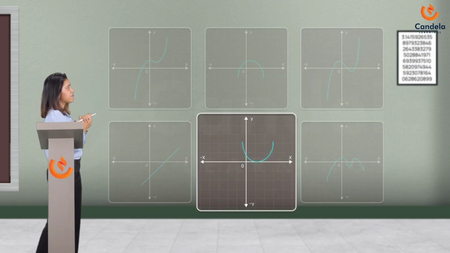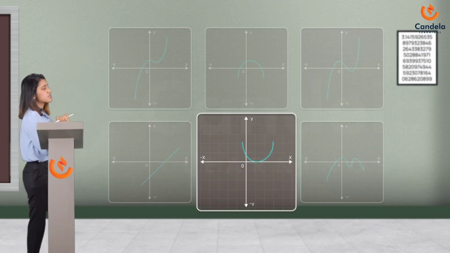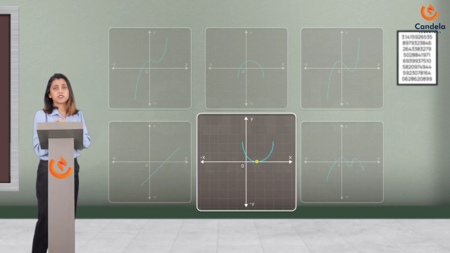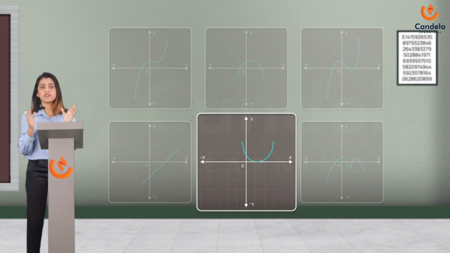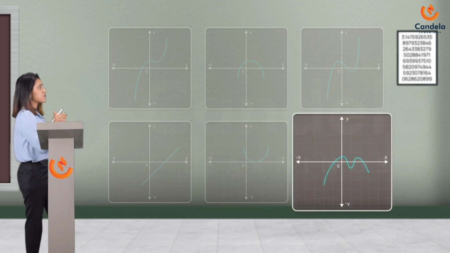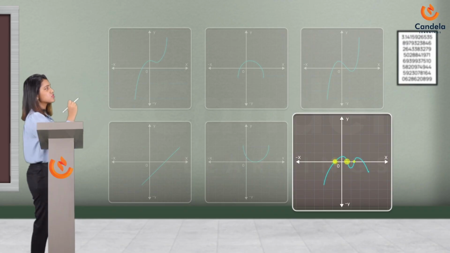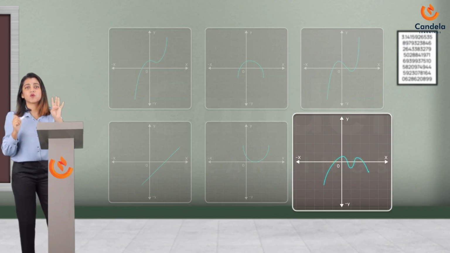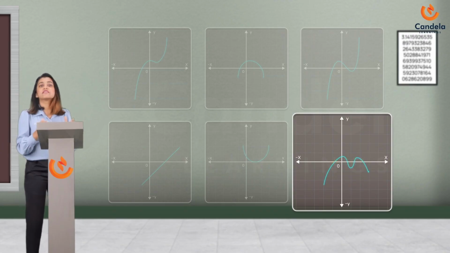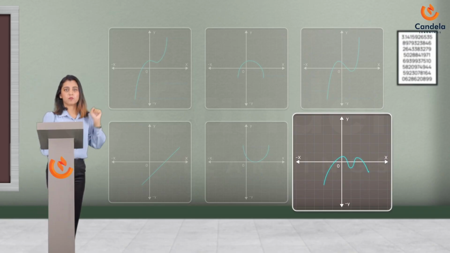Then the fifth graph, it is also a parabola which touches x-axis at 1 point, which means there is 1 zero. And in the last figure, you can see 1, 2, 3, 4. There are 4 points which cut x-axis, which means there are 4 zeros for this polynomial.